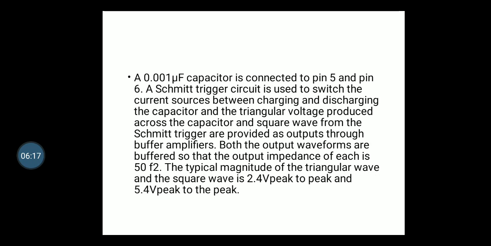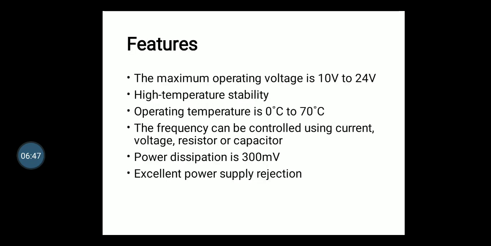A Schmitt trigger circuit is used to switch the current sources between the charging and discharging of the capacitor, and the triangular voltage produced across the capacitor and square wave from the Schmitt trigger are provided as outputs through buffer amplifiers. Both the output waveforms are buffered so that the output impedance of each is low. The typical magnitude of the triangular wave and the square wave is 2.4 volt peak to peak and 5.5 volt peak to peak. So it has the following features.